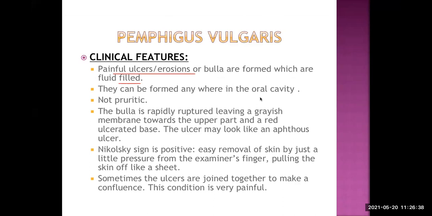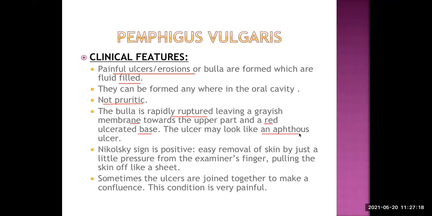But if it occurs on the outer surface of the body, then it can rupture very easily because they are quite superficial. Remember the classification. These are epithelial types of vesicles or bulla, so they are present on the superficial part of the epidermis. They can rupture very easily and lead to ulcer or erosion. They are non-pruritic. There is no itching, but sometimes a slight amount of itching may be there. The bulla rapidly ruptures, leaving a grayish membrane towards the upper part and a red ulcerated base.